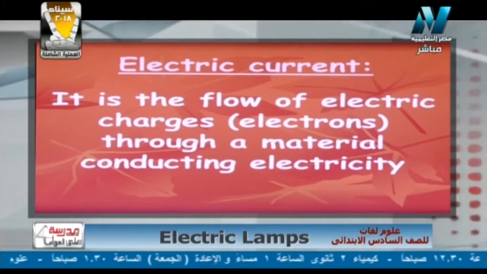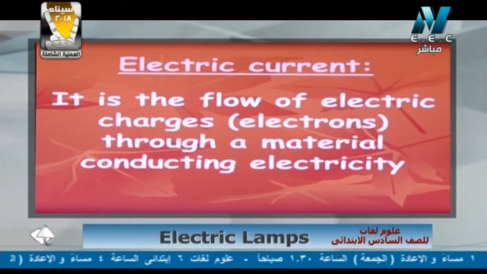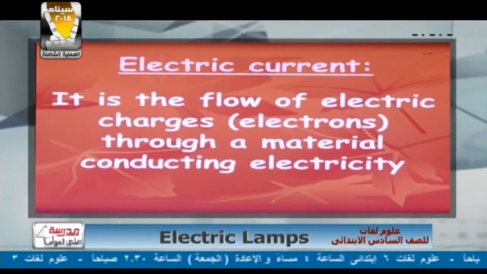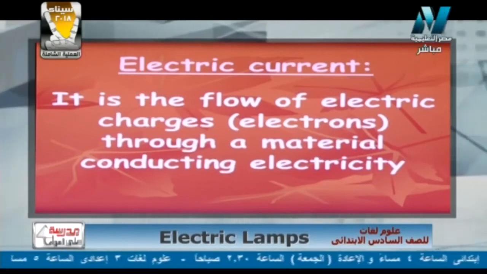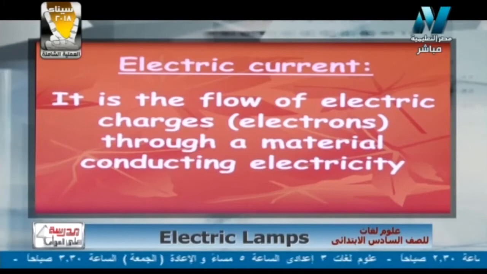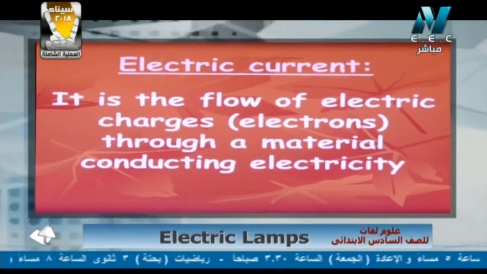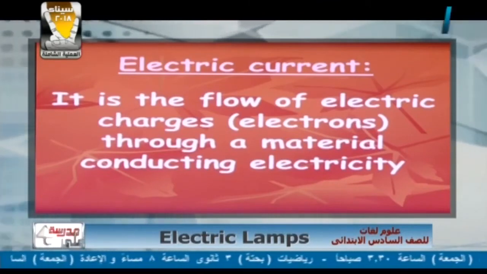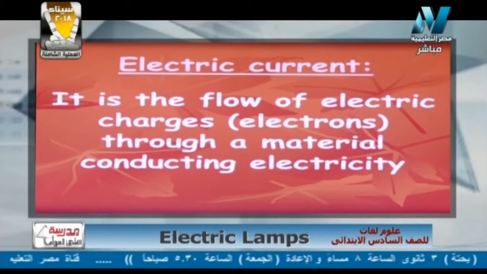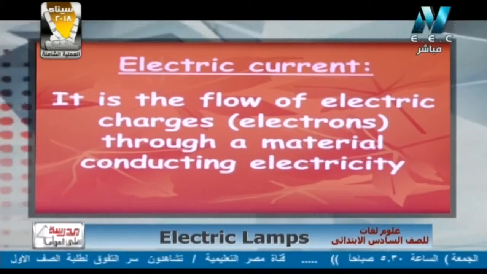إن شاء الله عندنا الأسبوع الجاي درس مهم جدا عن danger of electricity أو أخطار الكهرباء. It's a flow of electric charges or electrons through a material conducting electricity. يبقى التيار الكهربي معناه إن في شحنات بتمر في السلك الكهربي أو في المادة الموصلة للكهرباء. عشان كده بنقول electric current هو flow of electric charges or electrons through a material conducting electricity.